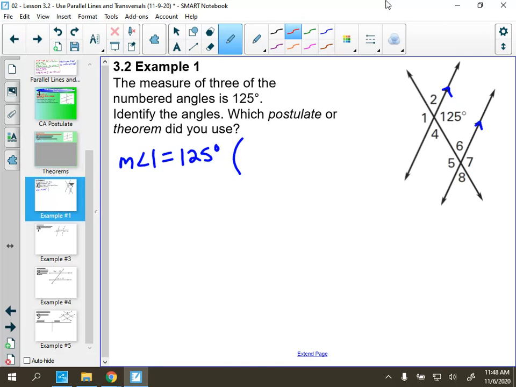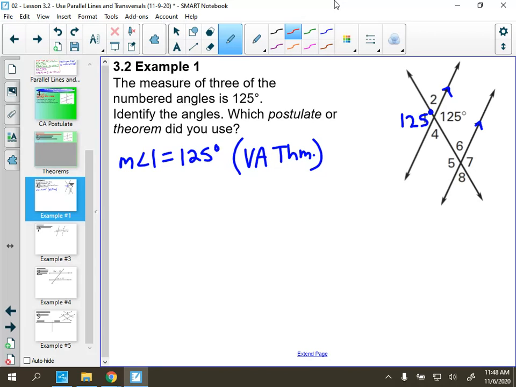Here's now the second part. Which postulate or theorem did I use? It actually wasn't a new one. I said, hey, I know what a vertical angle is. These two are vertical angles. The vertical angle theorem says that has to be 125. So I don't think it hurts to put that in there. All right, sweet. Yeah, it's got to be 125. There are two other ones? Wait, what's going on?